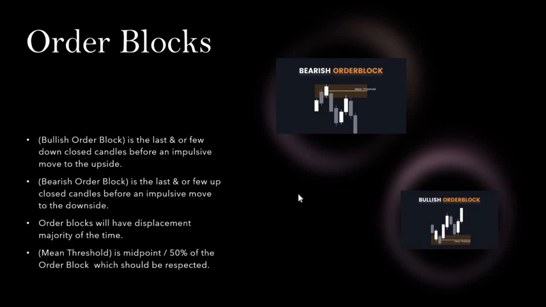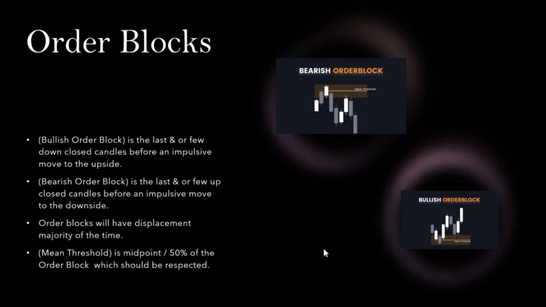Order blocks will have displacement the majority of the time. So again, displacement over this low, over this low, over this high, over this high. Remember, body closing past the low or body closing past the high, that is displacement. And displacement is a sign to us that smart money is involved. We will get into what smart money is and how it works in another video.